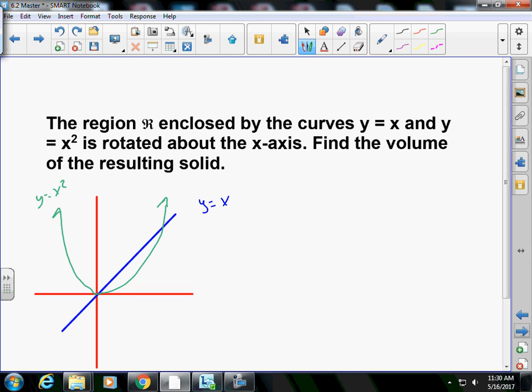So now let's look at this. It says, I want the region R enclosed by the curves y equals x, which I have drawn in blue, and y equals x squared, which I have drawn in green, rotated about the x-axis. So here's my x-axis. My strips, again, are always perpendicular.